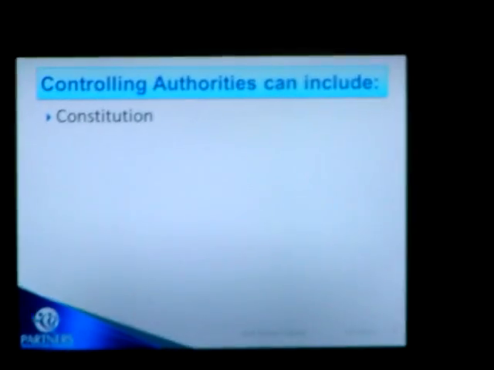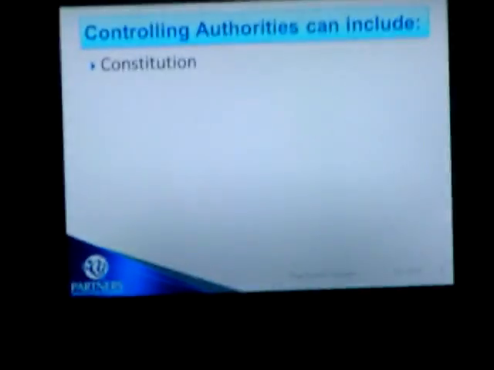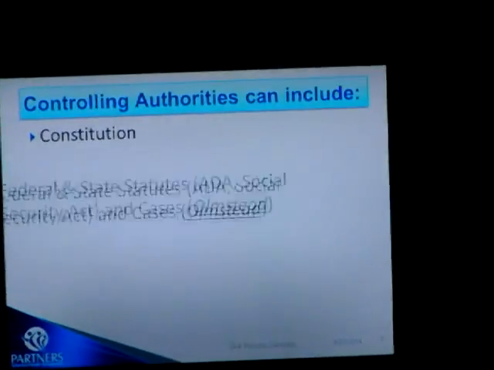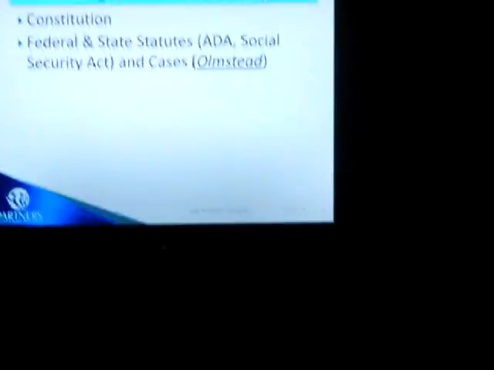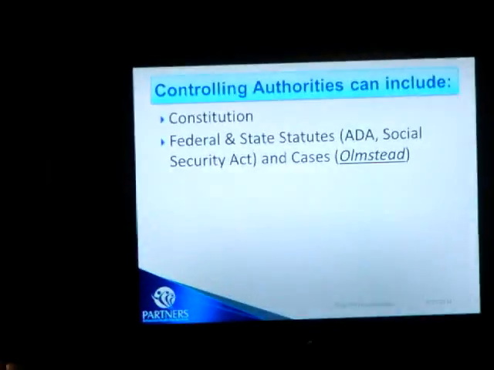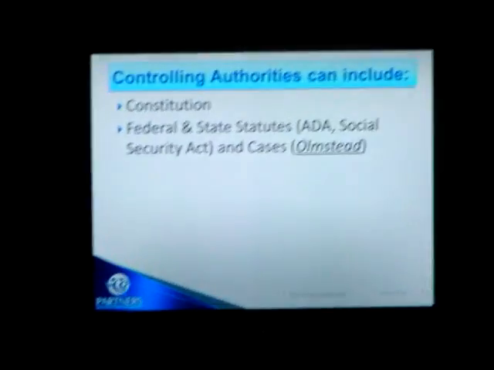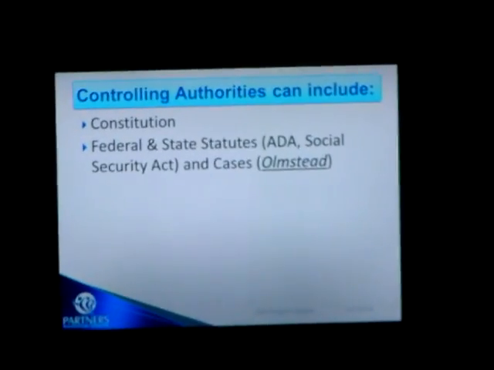Another point on the overall law is that there's a lot, I mean a lot, of controlling authorities that we need to comply with. I just mentioned the Constitution. We have to comply with all the federal and state statutes. That includes the Americans with Disabilities Act, the Social Security Act, of which the Medicaid Act is actually a subset. You guys have heard about the 1915 B and C waiver. Well, Section 1915 is in the Social Security Act and the Medicaid Act.